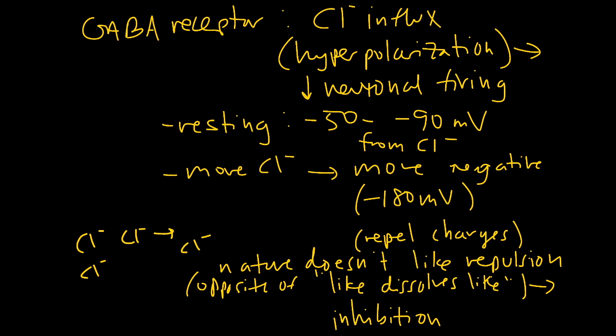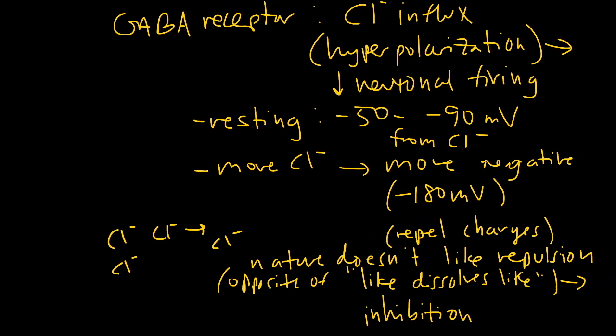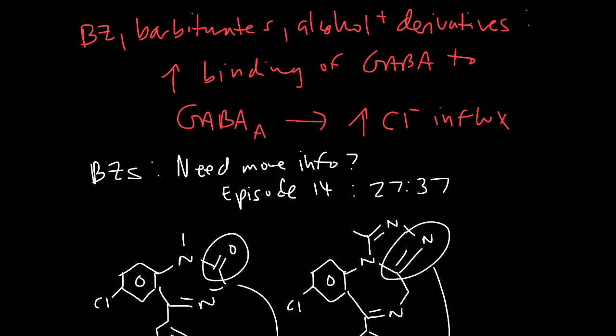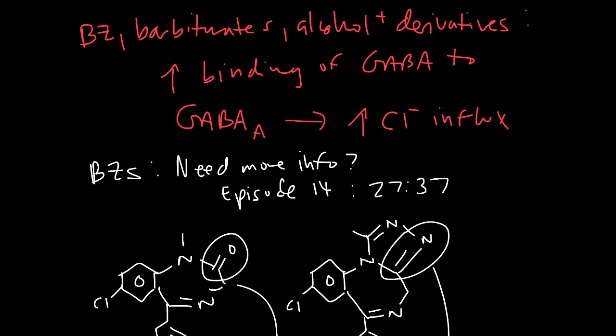So in a nutshell, chloride influx leads to hyperpolarization, further making the cell more negative, and this repulsion of charges causes inhibition. So barbiturates, benzodiazepines, and alcohols and their derivatives act by increasing the binding of GABA to the GABA-A receptor to increase chloride influx and therefore decrease neuronal activity.